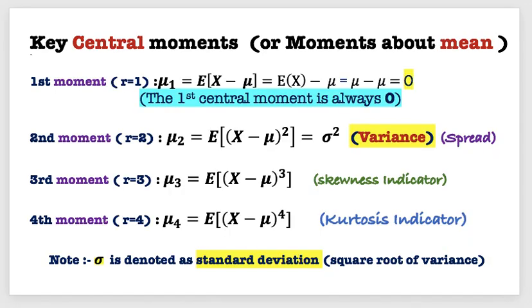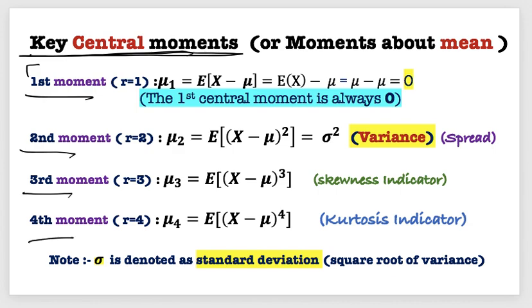Now, in the same manner, we are interested only in the key central moments, which are the first four central moments. We will see first, second, third and fourth, and also what they actually represent. When r equals 1, the first central moment, mu 1, is E of (x minus mu) to the power 1. When we open it, we get E of x, and mu being a constant, E of a constant is the same constant. E of x is also the mean and this is also the mean, so when you take the difference, you get 0. So the first central moment is always 0.